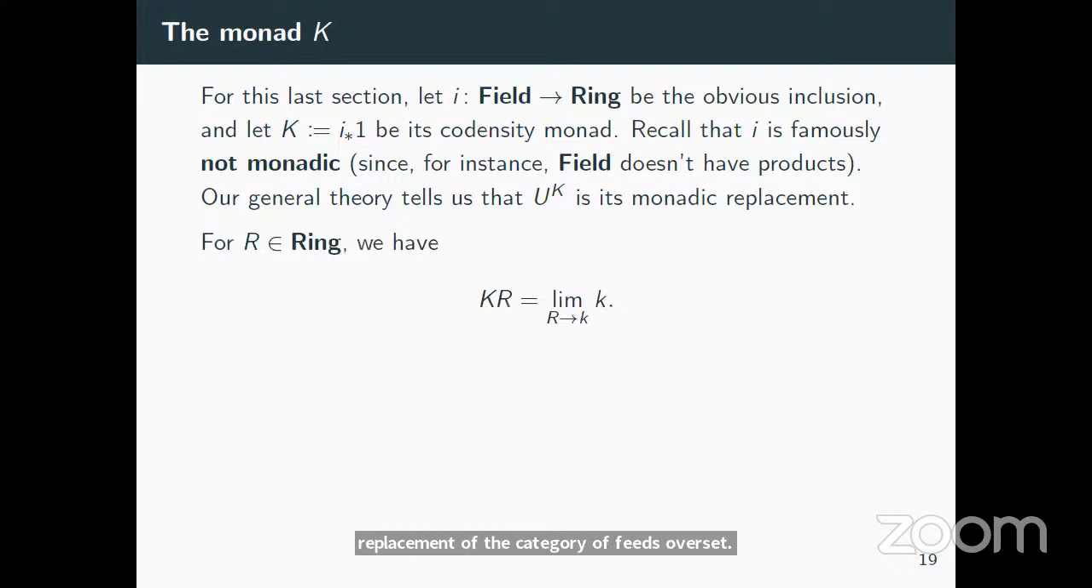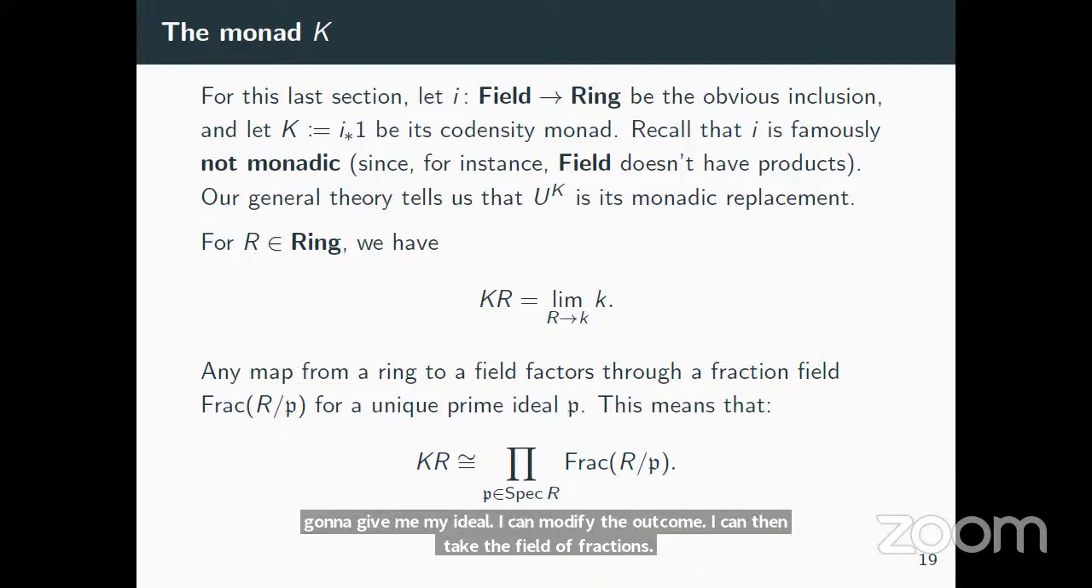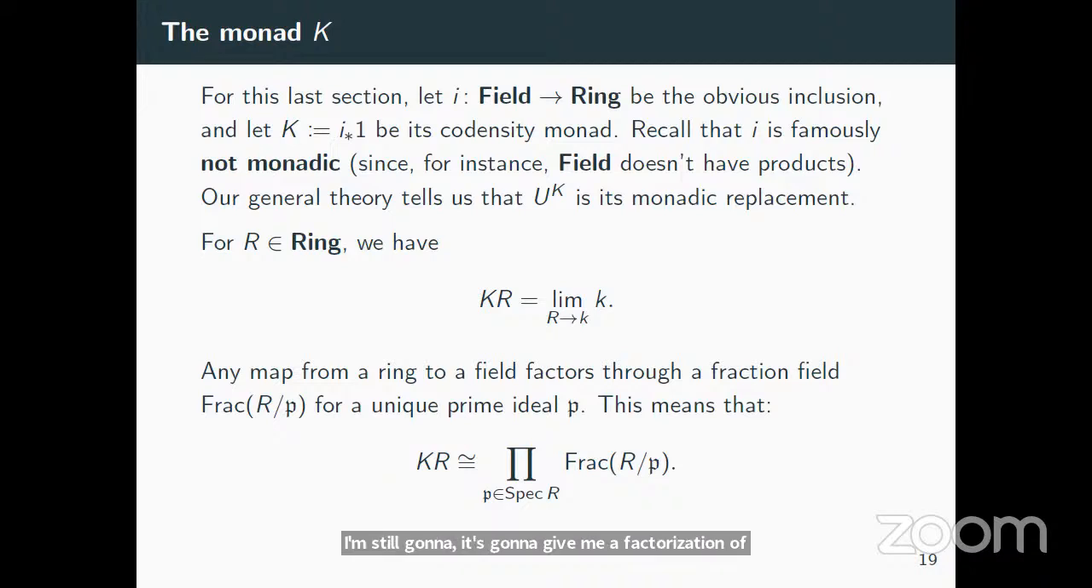Okay, so let's dive in. For this monad K, I can use the formula for the right Kan extension. It's going to be indexed by maps from the ring R to any field K, and the limit of K. Now, one key property here is that whenever I have a map from a ring to a field, I can take its kernel. That's going to give me a prime ideal. I can mod by that prime ideal, and I can then take the field of fractions, and it's going to give me a factorization of that original map through this field, which is the field of fractions of a quotient of the ring. And actually, that prime ideal is unique. It only works if you take the kernel of the map.